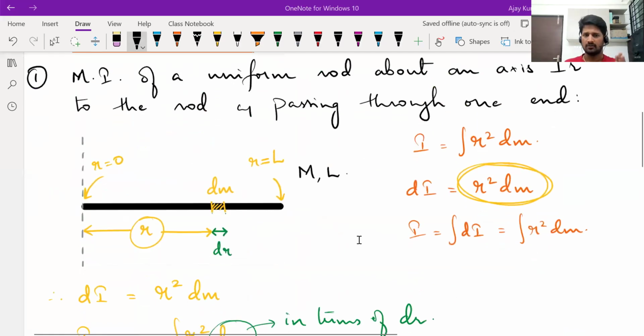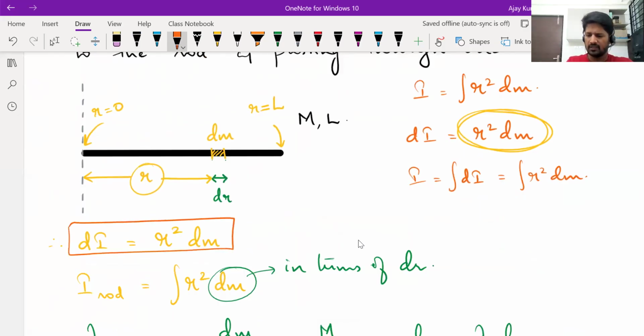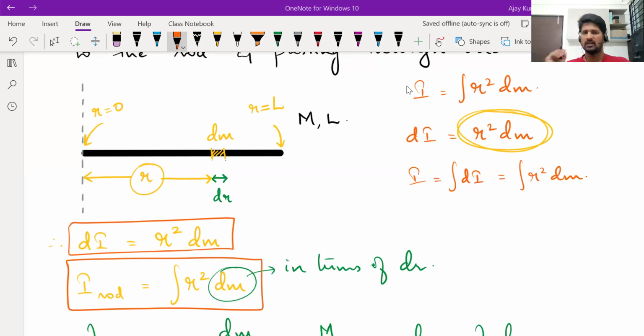Okay, so remember how we derived this? We took an element of the rod, dm, which was at a distance r. That dm contributes a small moment of inertia, r square into dm, or dm into r square also you can write. Then if you integrate the small moment of inertia contributed by one element, you will get the total moment of inertia of the rod. That is what we did. And we wanted to cover the entire rod. So the limits were from r is equal to 0 to r is equal to L. Fine.